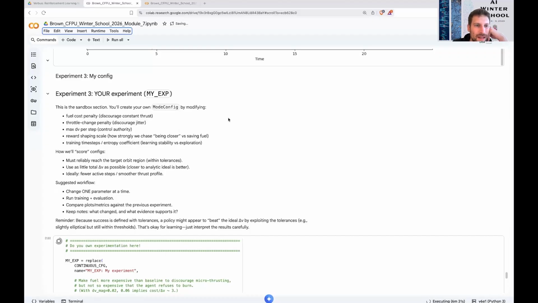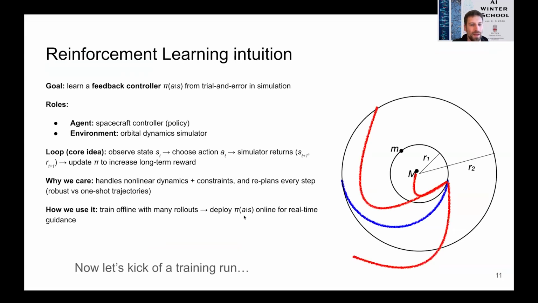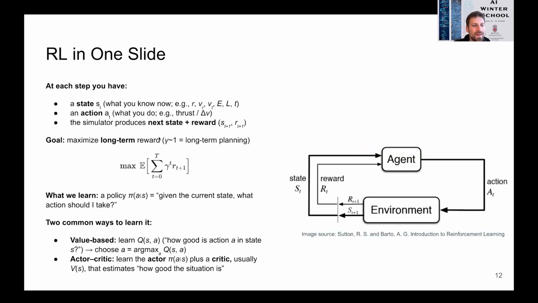Okay. So while that continues to run, let's go back and talk a little bit more about the RL details in the slides. So I'm going to go back and share my slides. Okay. So this kind of gave us some intuition about what's happening, but this slide goes into a little bit more detail.